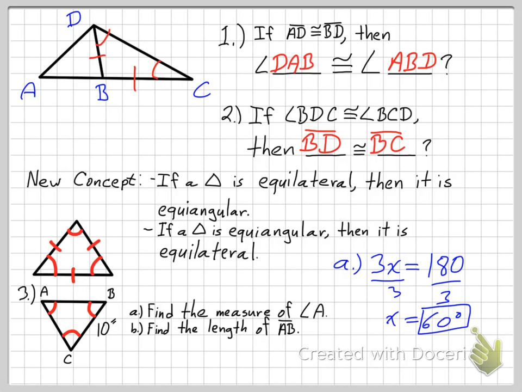And to find the length of line segment AB, there's really not much to show. The measure of line segment AB is going to equal the length of BC, which is 10 inches. So it's 10 inches.